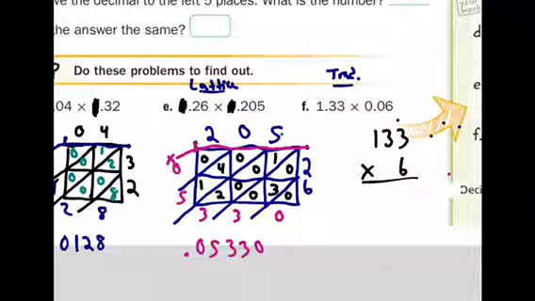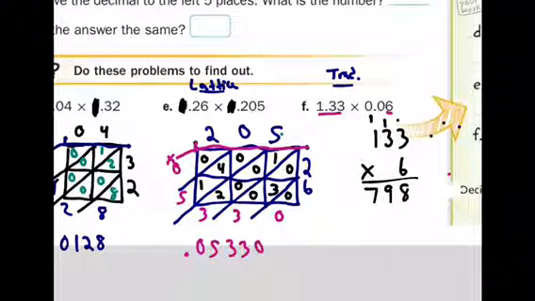Now, for F, it's the traditional way. Notice how I wrote it. I just pretended it was 133 times 6. So I'm going to get my digits. 6 times 3 is 18. 6 times 3 is 18 plus 1 is 19. 6 times 1 is 6 plus 1 is 7.